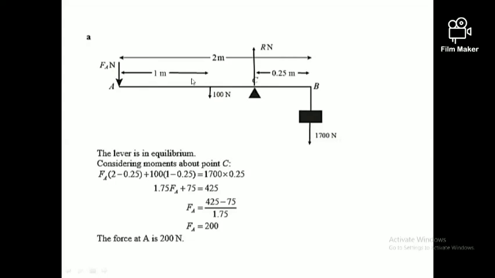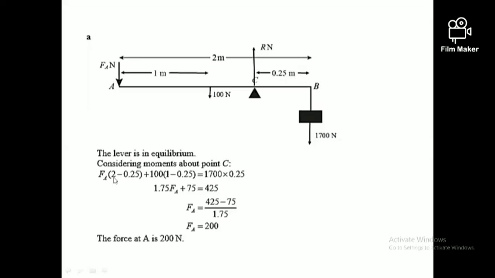Anti-clockwise moments are the moments due to Fa and 100 newtons. Clockwise moments are due to the 1700 newtons, right? We know that here to here is the length. How do you get the length here to here? We know that the total length is 2 meters and the length from here to here is 0.25. Therefore, this length would be 1.75, 2 minus 0.25, into Fa. Then we know that here to here the length is 1 meter and here to here the length is 0.25. So this should be 1 minus 0.25, that is 0.75, into 100 equals 1700 into 0.25.